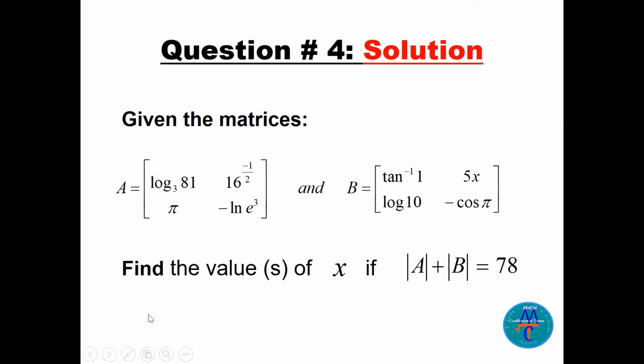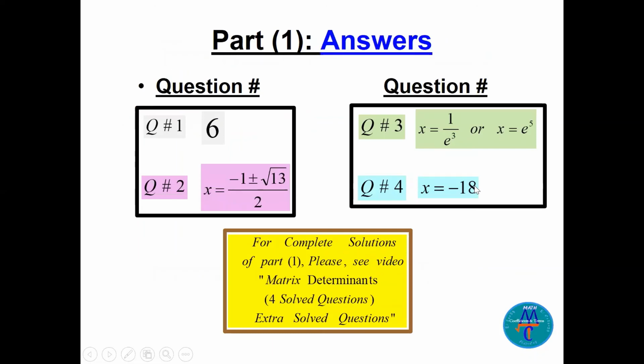So we have matrix A 2 by 2, matrix B 2 by 2. Find the value of the x if the determinant of A plus the determinant of B is 78. So I can tell you the idea. Simplify A, simplify B. Find the determinant of A, put it there. Find the determinant of B, put it there. Add whatever you can add, combine like terms, equal 78, make an equation, find x value. These are the answers here.